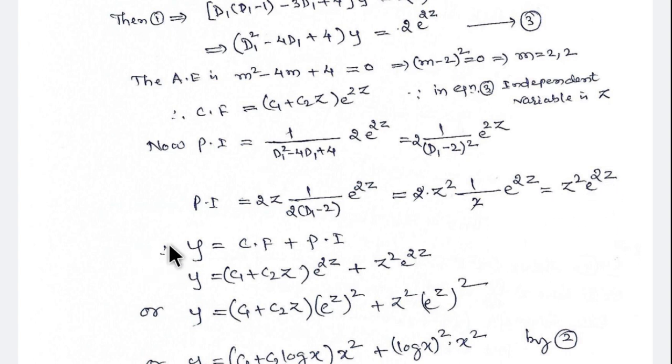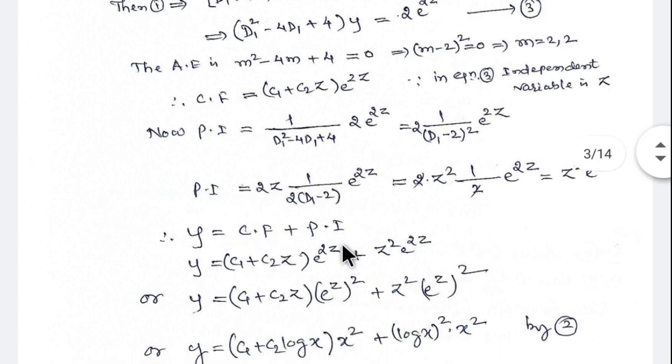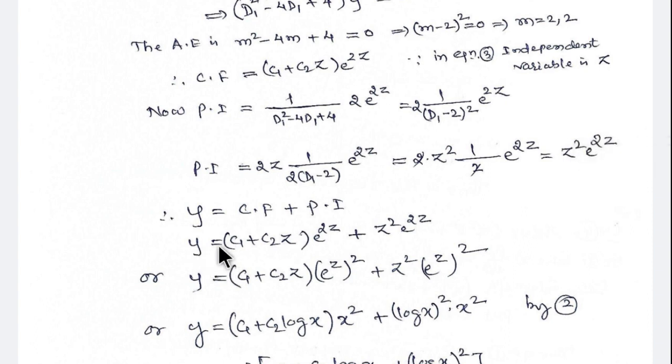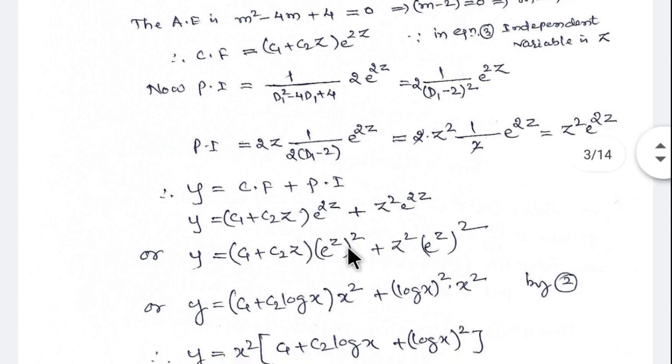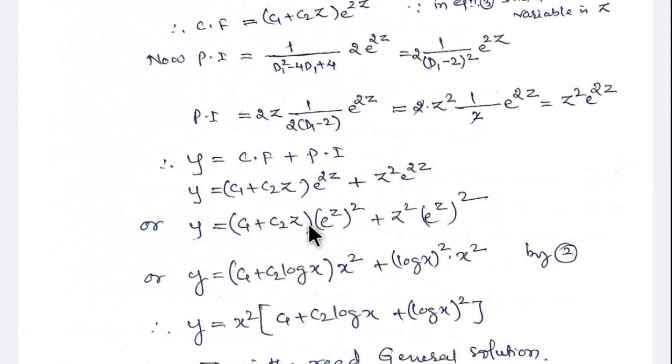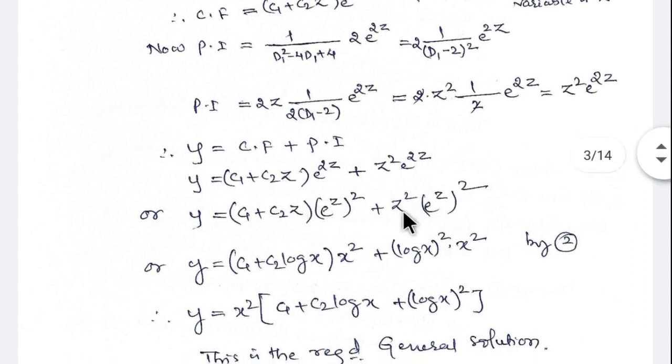So therefore, the general solution is obtained by using y equal to complementary function plus particular integral. Substitute here: y is equal to complementary function c1 plus c2z into e raised to 2z, plus z square into e raised to 2z. Or we can write y equal to c1 plus c2z into bracket e raised to z whole square, plus z square into e raised to z whole square. This is the general solution of the transformed equation, not the given equation.